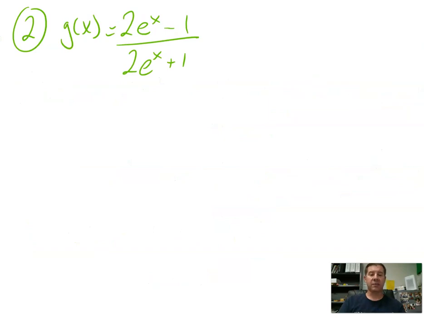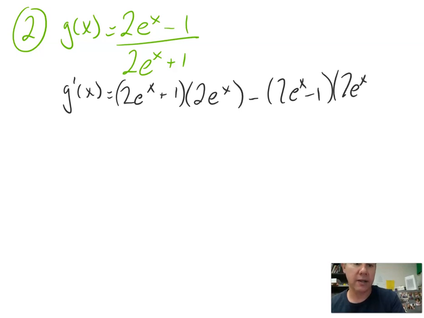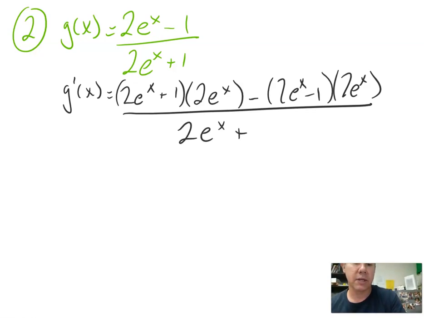All right, another one just with the quotient rule. I'm going to just quickly speed through this. We want to find the derivative here. So g prime of x is low, 2e to the x plus 1, d high, 2e to the x, minus high, 2e to the x minus 1, d low, 2e to the x, square the bottom, 2e to the x plus 1 squared. Square the bottom and off we go.